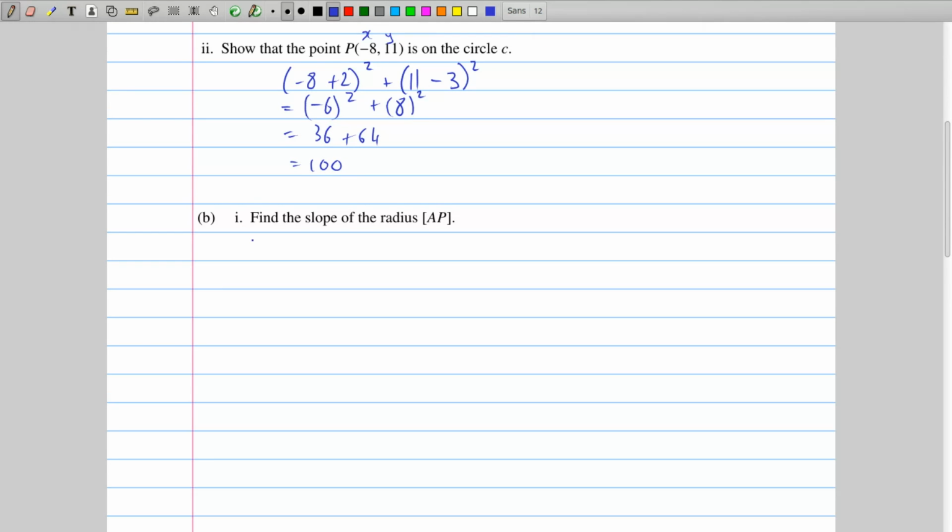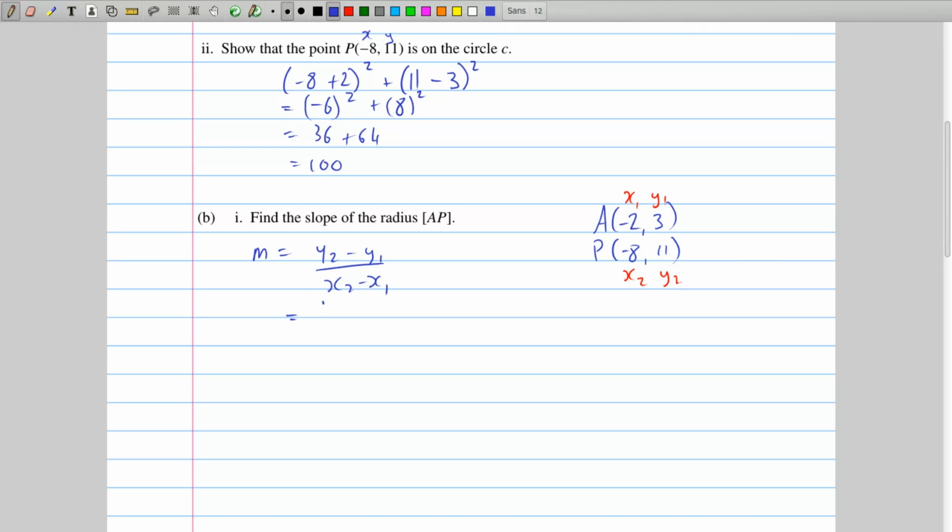The first bit of part B asks us to find the slope of the radius A to P. So we need to know the coordinates of these. A was minus 2, 3. P was minus 8, 11. And to find a slope, you need the slope formula, which is y2 minus y1 over x2 minus x1. So let's pick which one is which. It doesn't really matter. Let's say that's x1 and y1. There's x2 and y2.